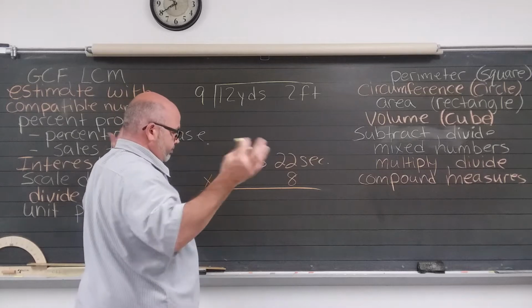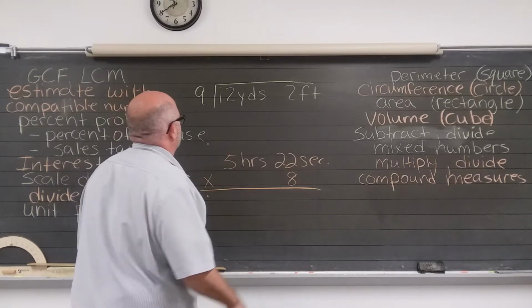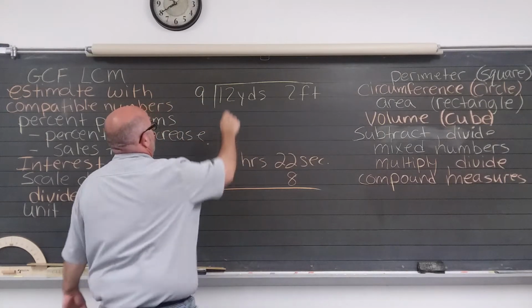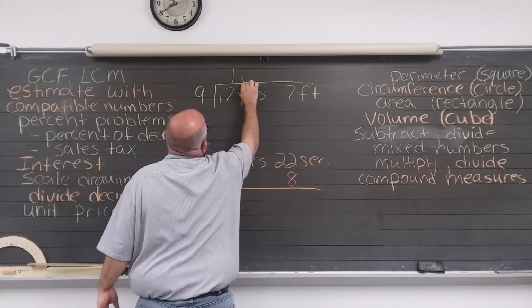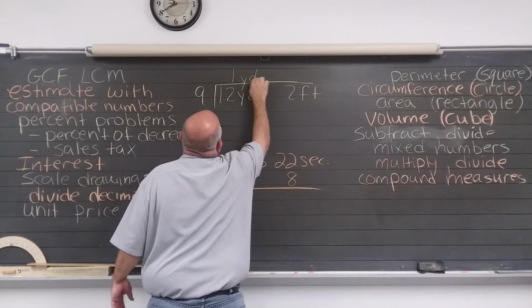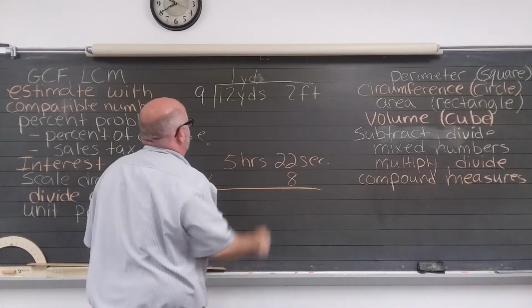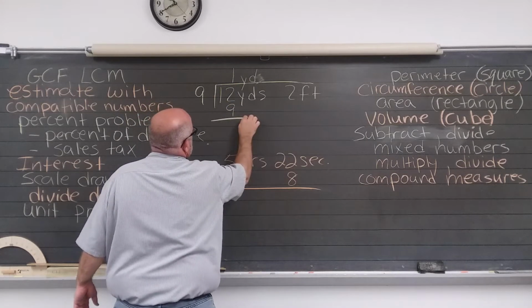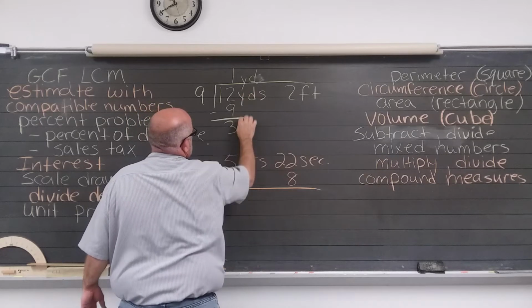Okay, just doing a division of compound measures. 12 divided by 9. How many times does 9 go into 12? 1. Once you have a number up here, then you can put that label, 1 yard. Okay? Because that's done now. 1 times 9 is 9. 12 minus 9 is 3, and this is yards.